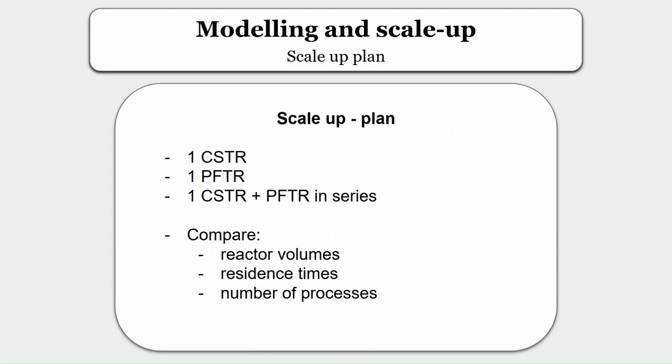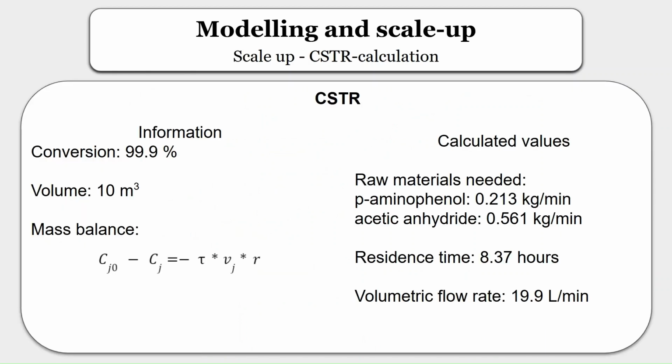Here we wish to compare the reactor volumes, the residence times, and the number of processes required to reach our scale-up goal. Starting from the CSTR, we decided on a conversion of 99.9%, based on experimental work that shows this is possible. Then we calculated the raw materials needed, getting flow rates of p-aminophenol of 0.213 kilos per minute and acetic anhydride of 0.561 kilos per minute. This ratio is also based on experimental work.